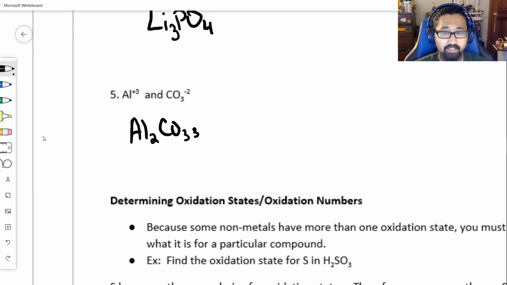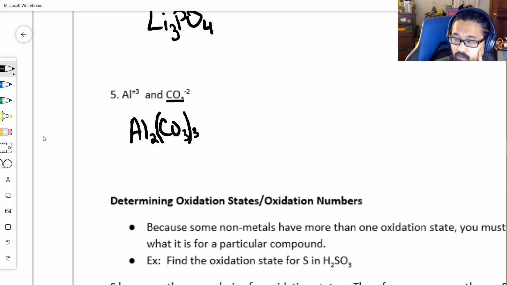And that's no good, because I don't want to say that I have 33 oxygens. I want to say that I have 3 of this. And in order to say that, I put parentheses around the polyatomic ion. Right? Parentheses around the polyatomic ion means that I have that many subscript of that whole polyatomic ion. So I have 3 of that polyatomic ion.